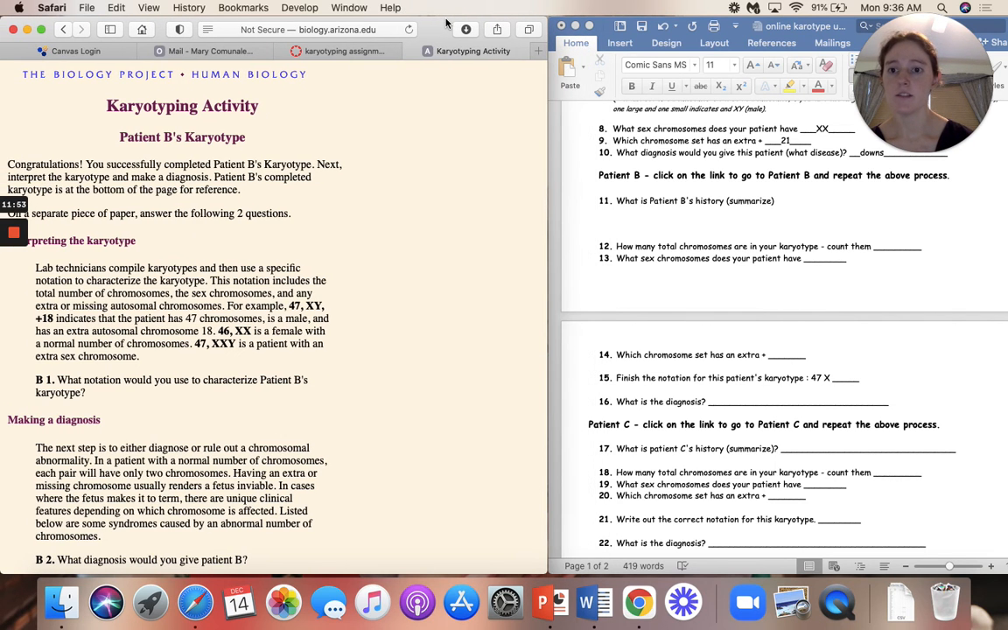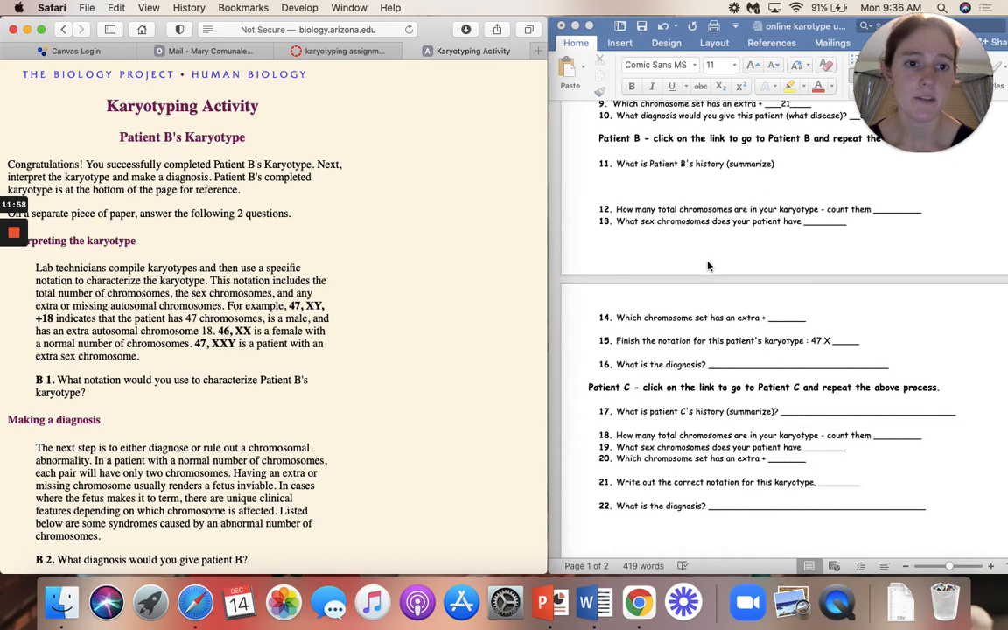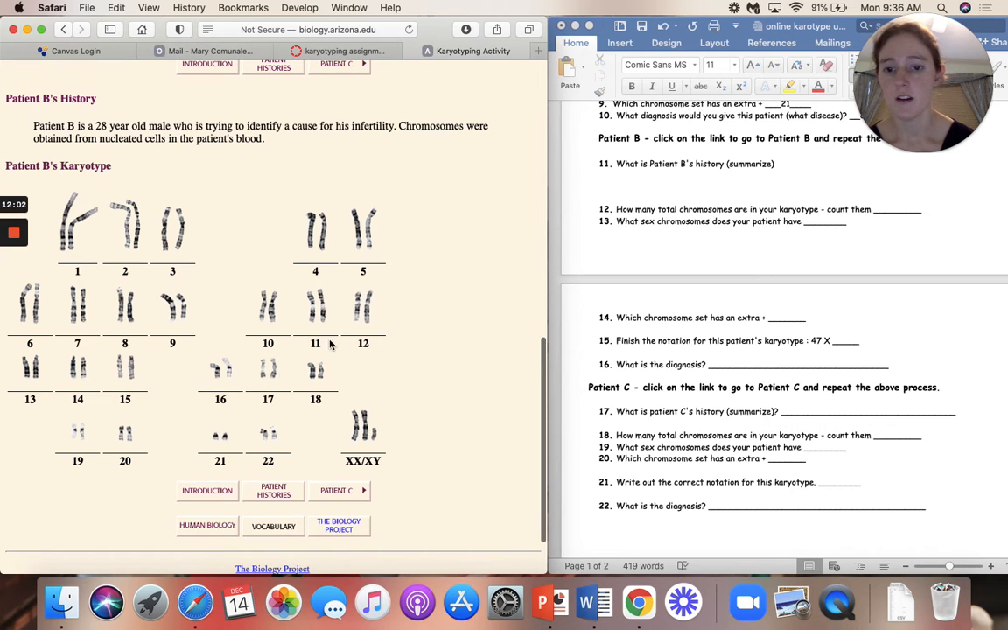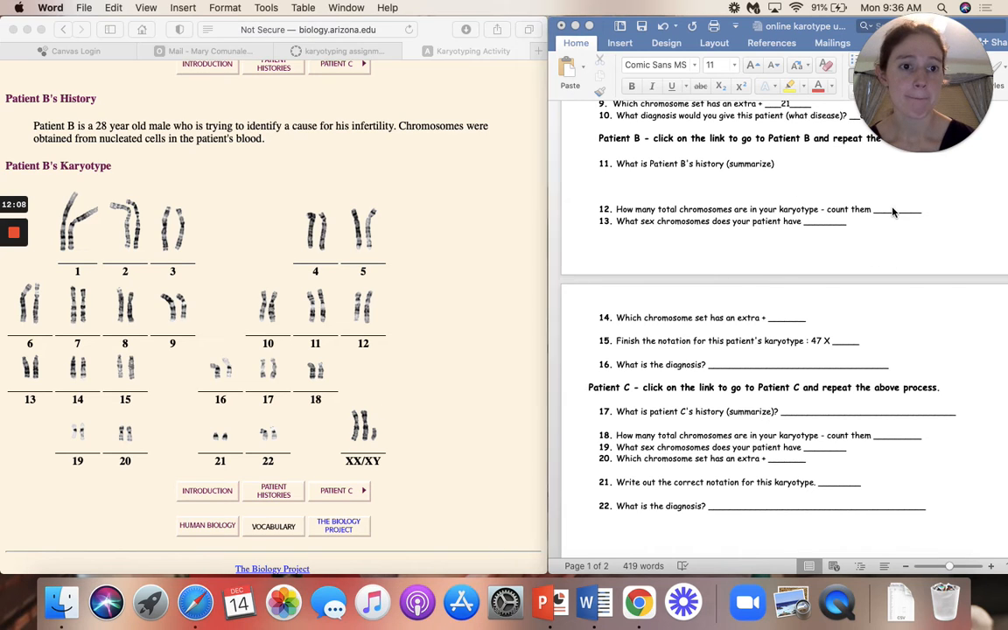Congratulations, you successfully completed patient B. Okay, so I didn't do their history yet, so I'm going to skip that question. How many total chromosomes are in my karyotype? Well, I have my 23 pairs of chromosomes, plus I have an extra one over there. So I have 47. What sex chromosomes does your patient have? You have XXY.